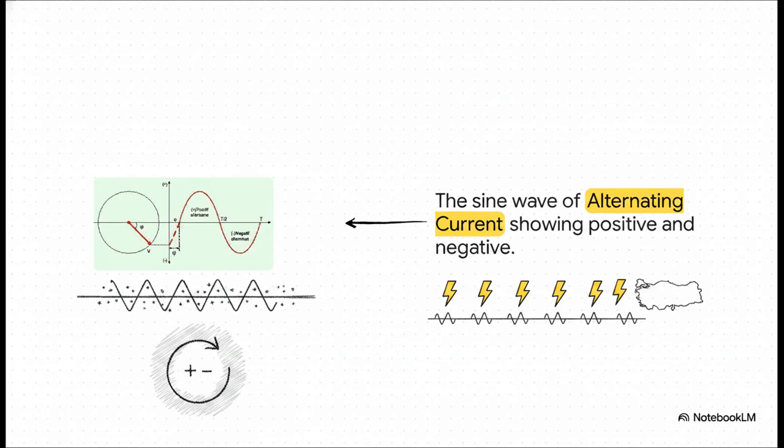It starts at zero, peaks at a positive charge, drops to a negative peak, and repeats, and it happens fast. For instance, in regions like Turkey, this exact cycle happens 50 times every single second. That's 50 hertz. The electrons are basically vibrating back and forth inside the wire.